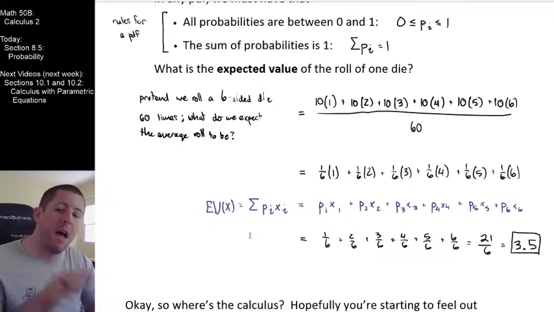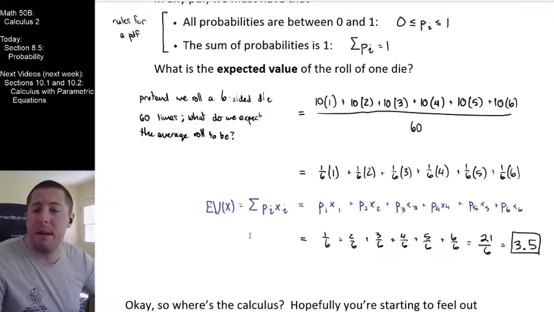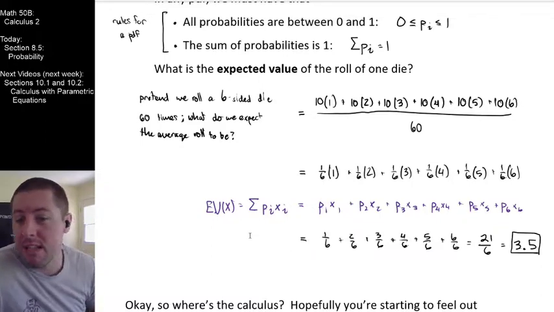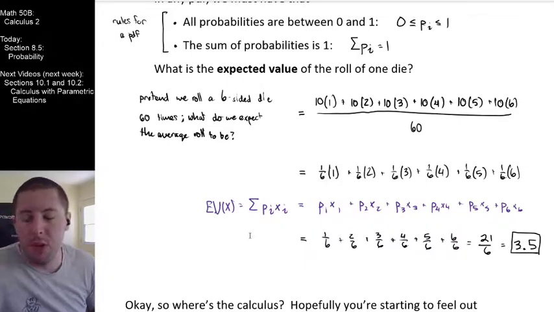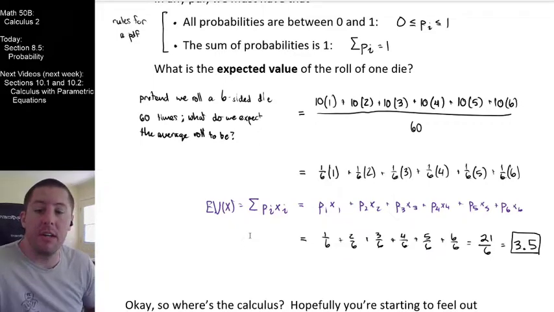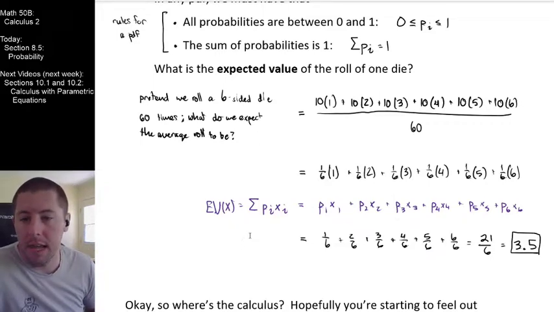I think if you've played a bunch of board games before, especially lots of board games that involve rolling two dice and adding them together, what most people know about rolling two dice and adding them together is that 7 is the most likely outcome that you can get.